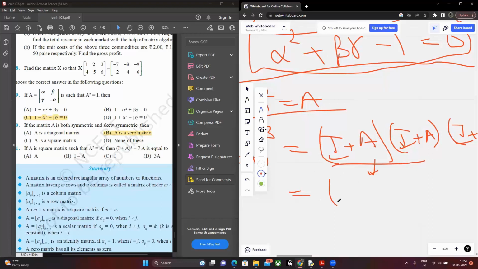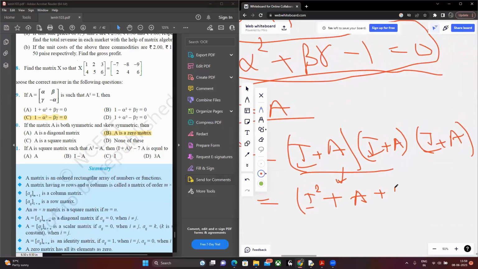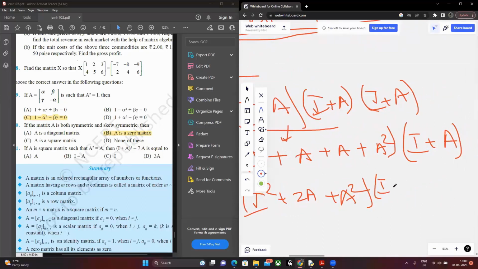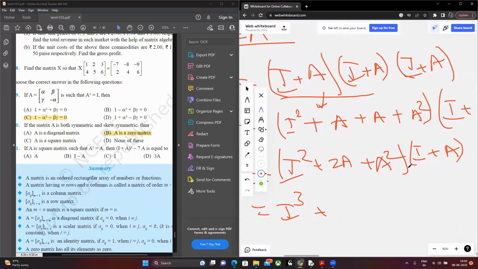So this is going to be I into I, that is going to be I squared, plus this is going to be I times A, that is going to be A, because I is a multiplicative identity, right? This is going to be A times I, that is again going to be A, plus A times A, that is going to be A squared, times I plus A. So this is going to be I squared plus 2A plus A squared times I plus A, which is basically I cube plus this is what? 2A plus A squared plus A into I squared.